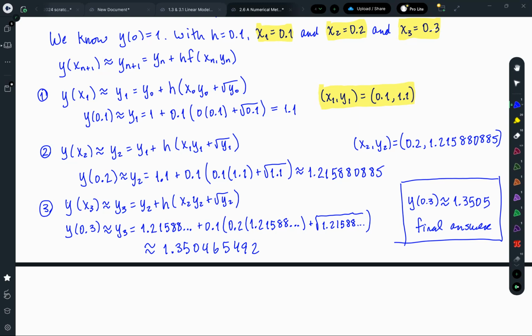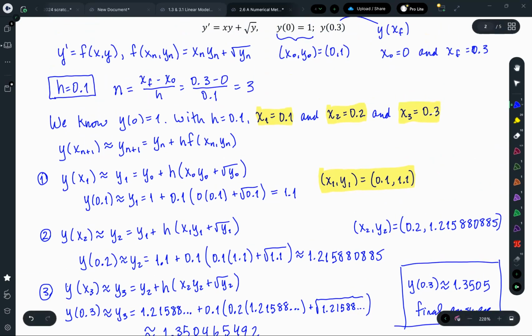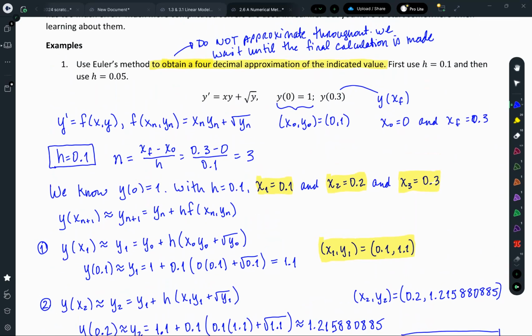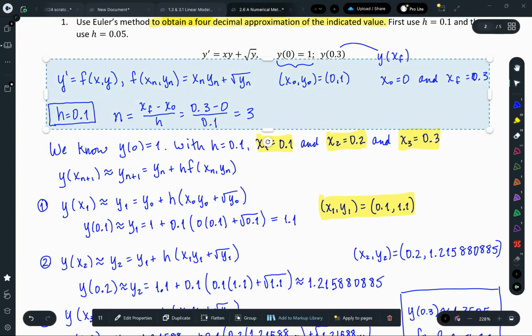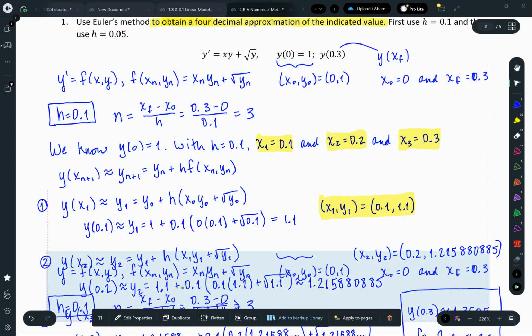Okay? All right, the next problem is still in this problem. We have to go back up, and we were told to then use h equals 0.05. All right, let's do it. I kind of want to do a little bit of a copy paste here. I'm going to duplicate that and drag it down.